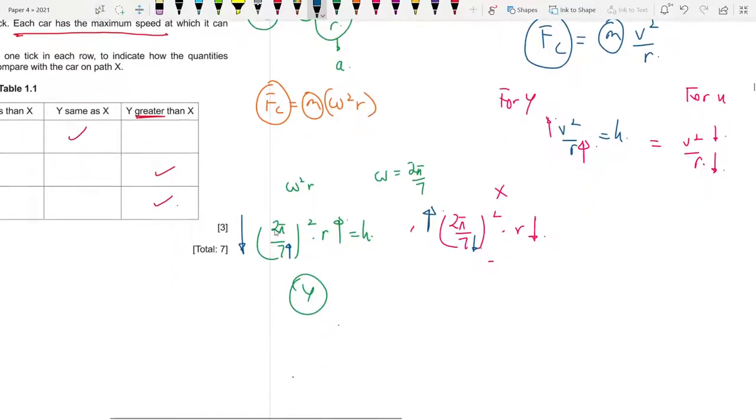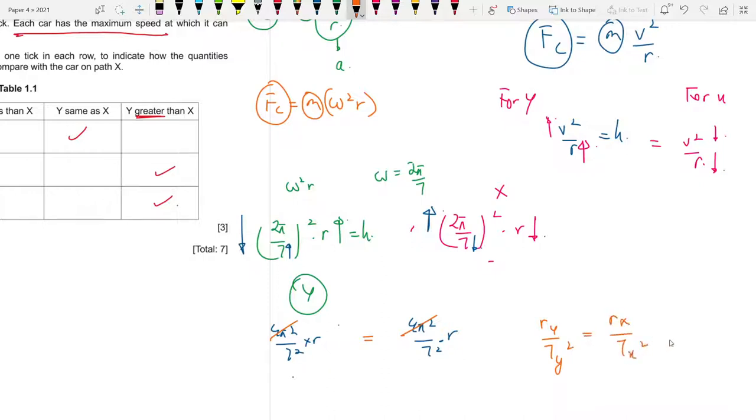Because ultimately 2 pi is a constant, right? What do we end up with? 4 pi square by t into r. We also end up with 4 pi square by t into r, by t square, I mean. Now 4 pi square is cancelled. We need to make sure that this adds up. Radius of y divided by ty square is equal to radius of x divided by tx square.